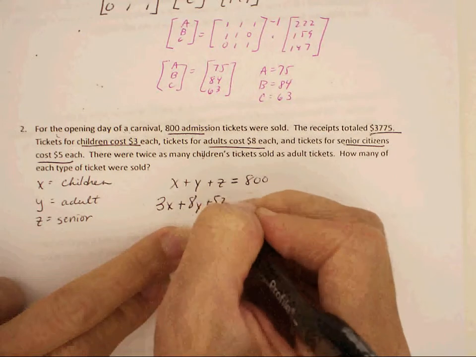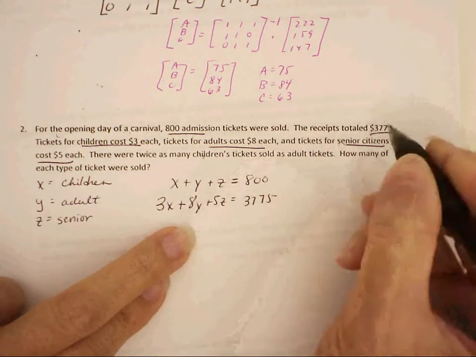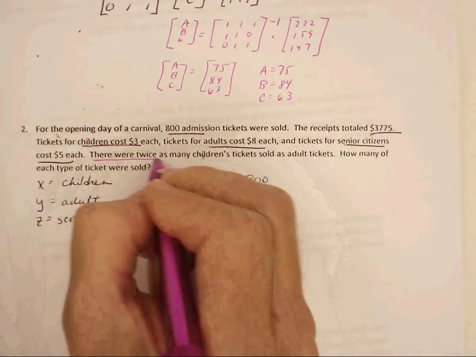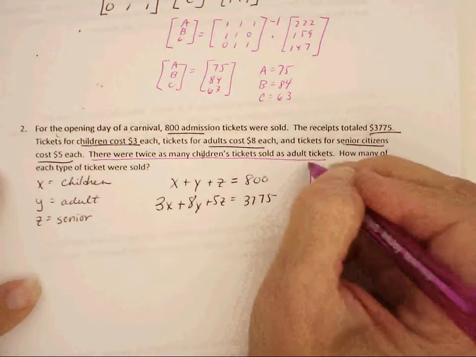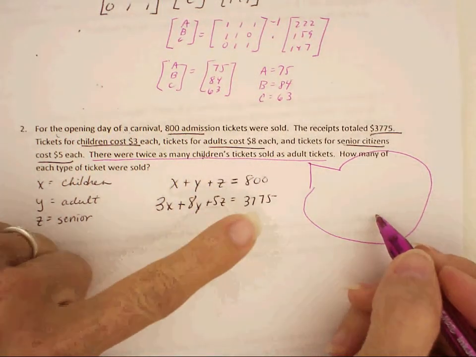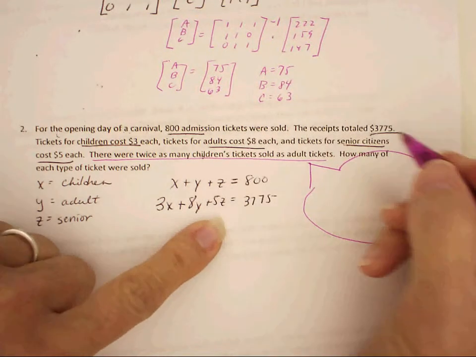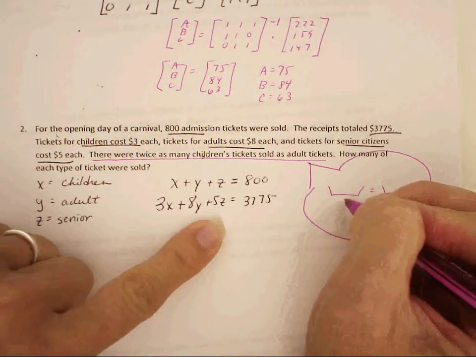Good. So then 8 times Y and then 5 times seniors, and that's going to equal 3775. Now the part that is just slightly different this time is the sentence that says there were twice as many children's tickets sold as adult tickets. So I'm going to make a cartoon bubble because when I write it, it's not going to be in standard form, so I can't match it up yet with the other format.